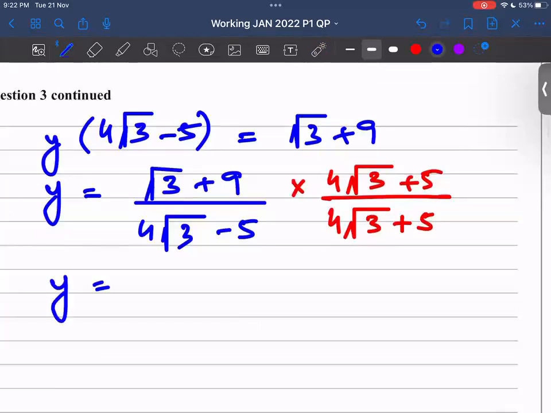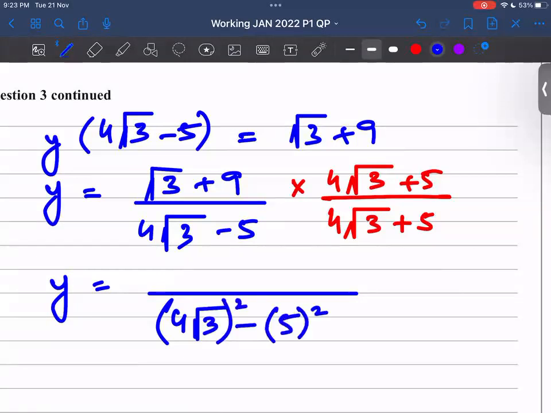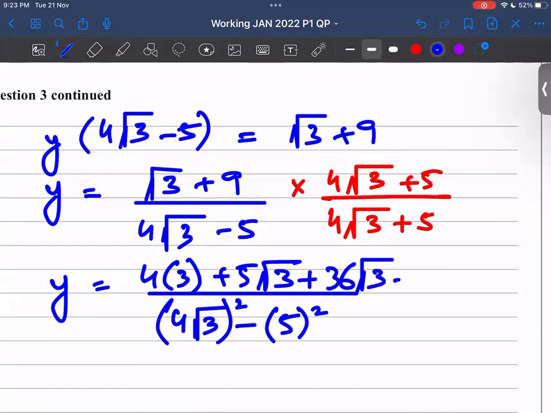So the denominator becomes (a plus b)(a minus b). What is (a plus b)(a minus b)? A square minus b square. Now root 3 into 4 root 3, 4 into 3 is 12. Root 3 into 5 is 5 root 3. 9 into 4 root 3 is 36 root 3. 9 fives are 45.